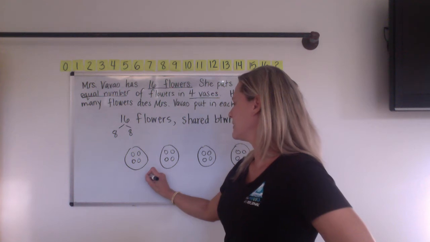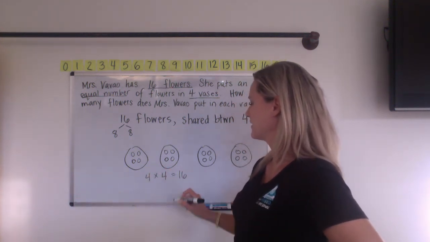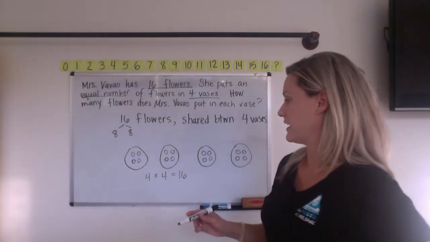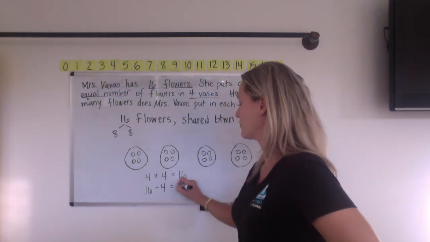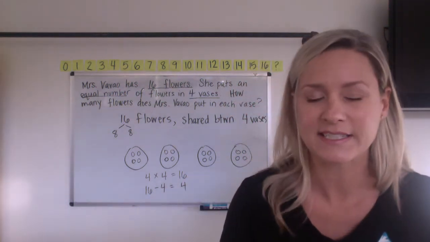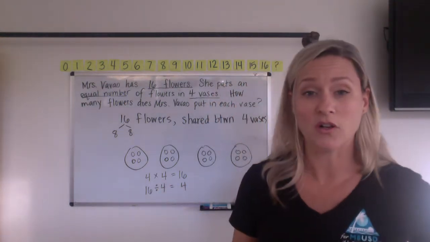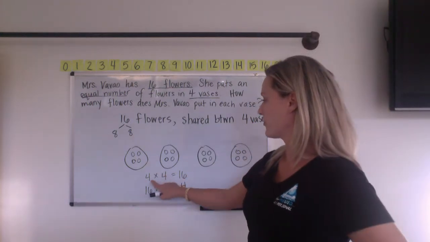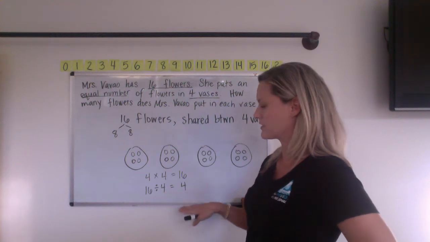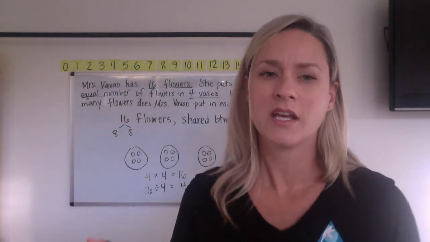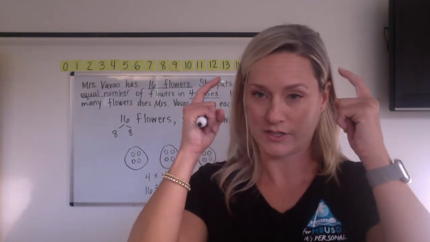So maybe you thought about it as 4 times 4 makes 16. Or maybe you even thought about it as 16 flowers divided by 4 vases equals 4 flowers per vase. So actually, multiplication can help you solve division problems, right? Because 4 times 4 is 16, and then the fact family is 16 divided by 4 is 4. So it could kind of help us. But the most important thing is, always remember, have the picture in your head.